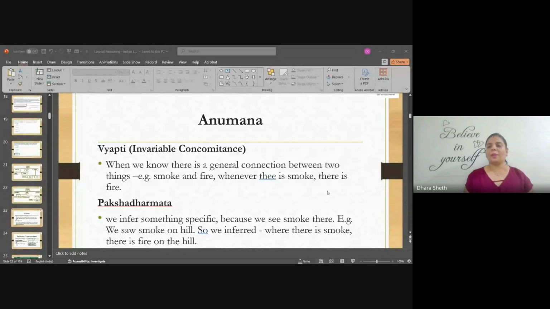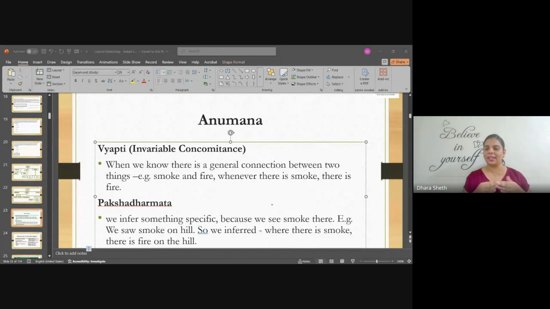What is Vyapti? Vyapti is a general connection between two things, like smoke and fire. So whenever there is smoke, then there has to be a fire somewhere. The statement of this kind, the general connection between these two things, wherever there is, what should I say? Whenever there is a day, after that there will be night. Whenever there is a night, after that there will be day. There is a connection between day and night. So that is Vyapti, the general connection between two things.